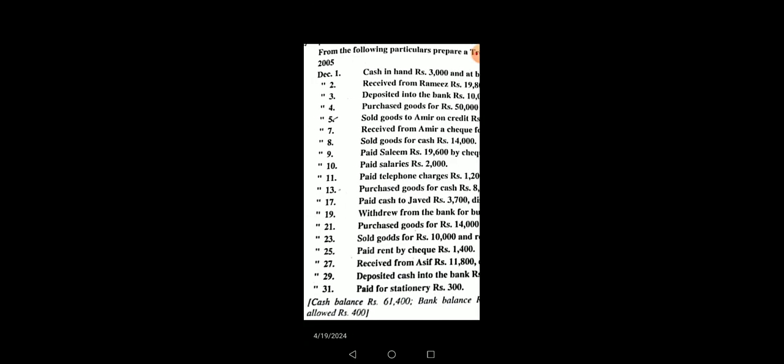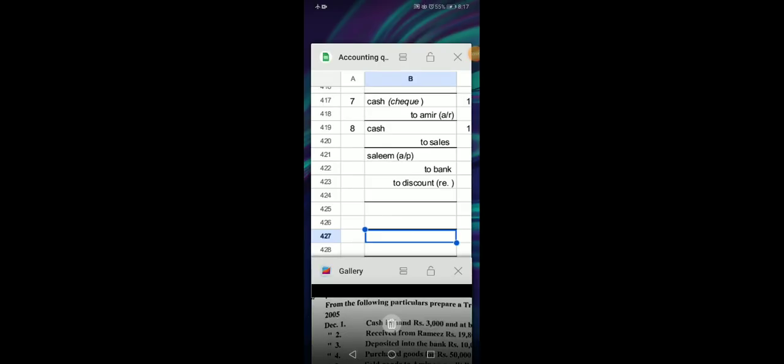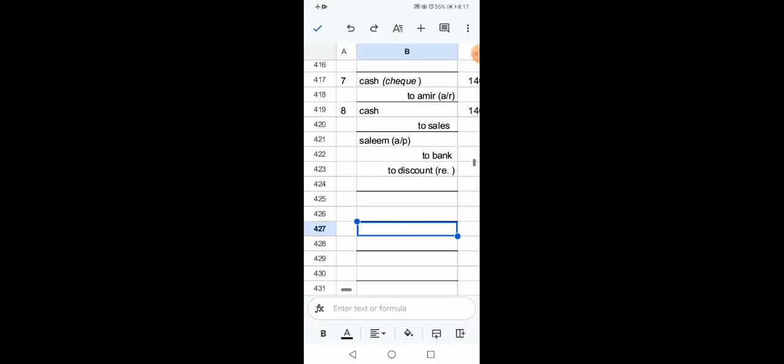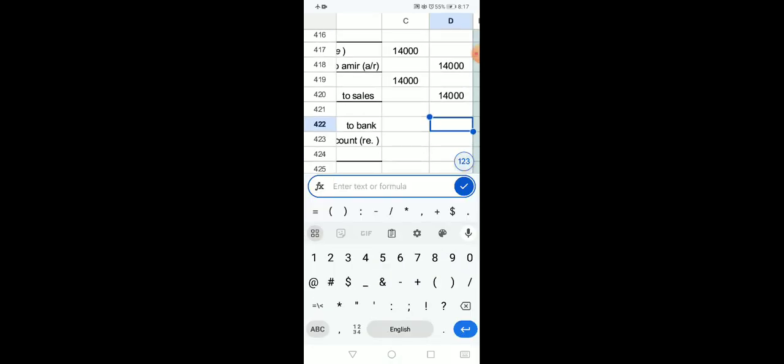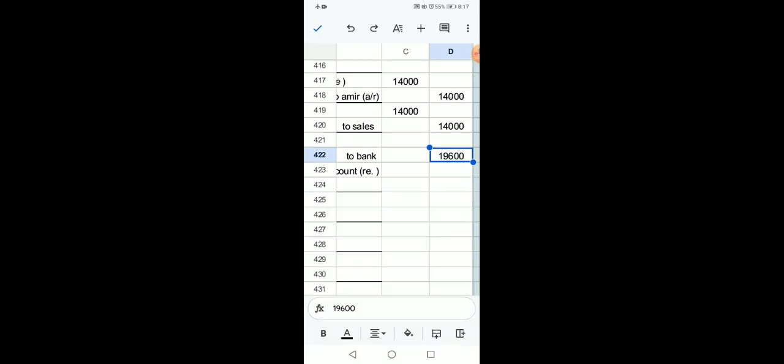एंट्री नंबर 9 है पेड सलीम 19,600 बाय चेक. तो चेक कितने का था? 19,600 का. तो आपको ये भी पता चल रहा है उसे कहाँ लिखना है, वो बैंक के सामने. क्यों? Because amount of check is directly associated with the bank. So amount present in the bank will be reduced by 19,600.